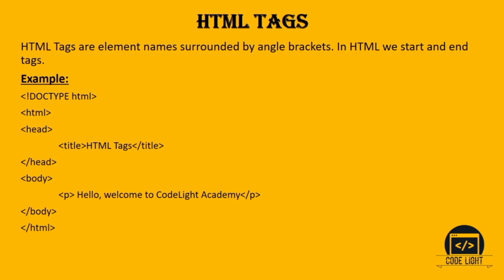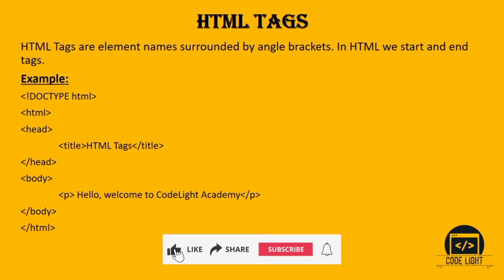So we are going to be discussing HTML tags, and HTML tags are element names surrounded by angle brackets. In HTML, we have a start tag and an end tag. Now this example is simply explaining everything we're going to be doing in HTML tags.